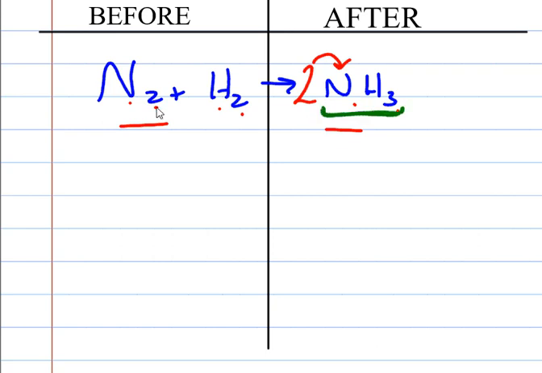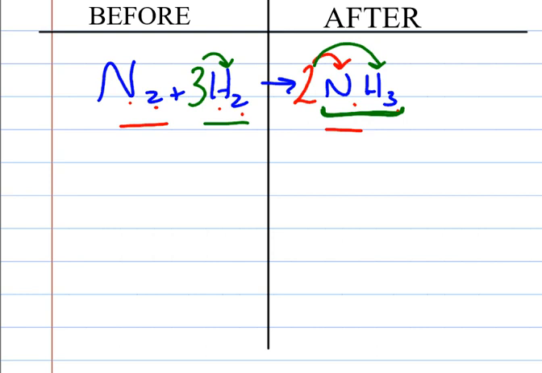So it also means 2 of these groups of 3 hydrogens. 2 times 3 is 6 hydrogens. At this moment, there's only 2. What can I multiply it by in order to make a 6? I can put a 3. 3 groups of 2 make 6 hydrogens, and this equation is balanced.